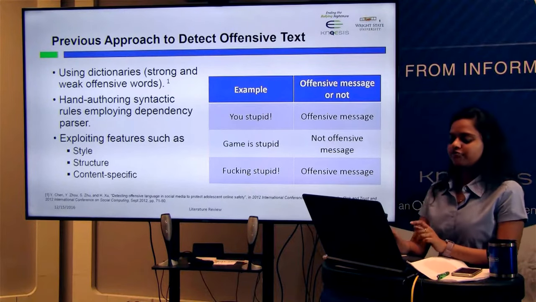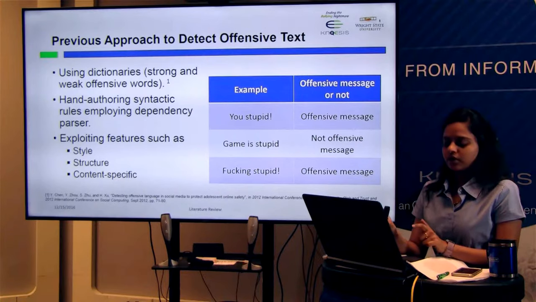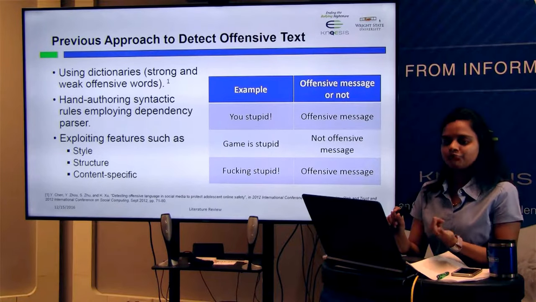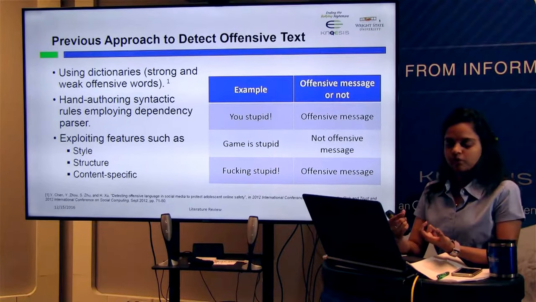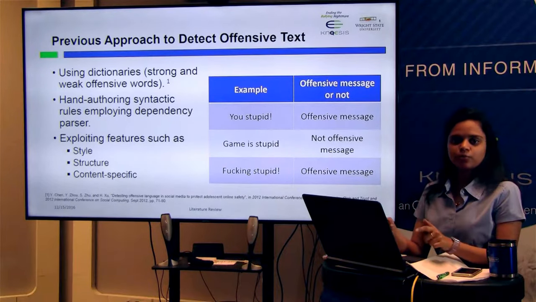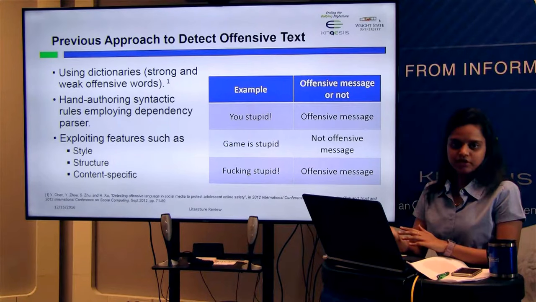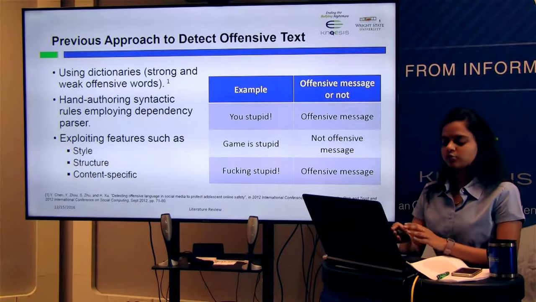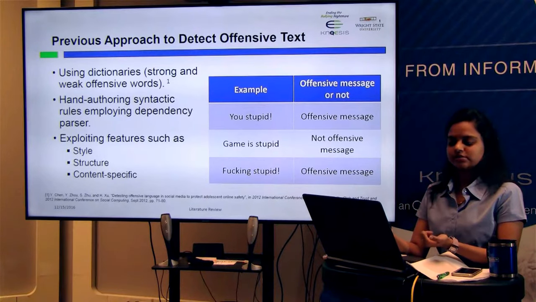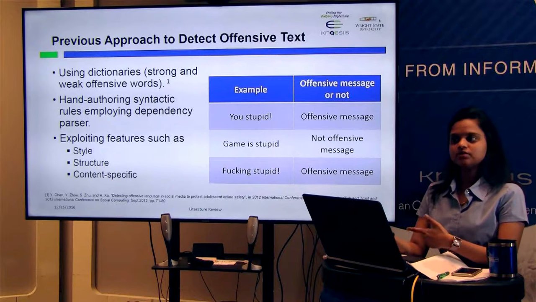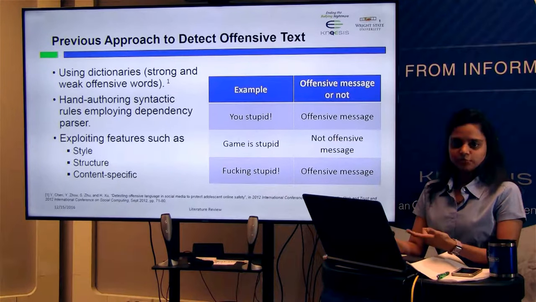For instance, if you consider "you stupid", here we have "you" as a user identifier or secondary pronoun, which is associated with "stupid", that is a weak offensive word according to their lexicon. So they treat this message as an offensive message. Compared to "gamer stupid", it doesn't have any user identifier, right? So they do not consider this as an offensive message. This way, they filter all the offensive messages.